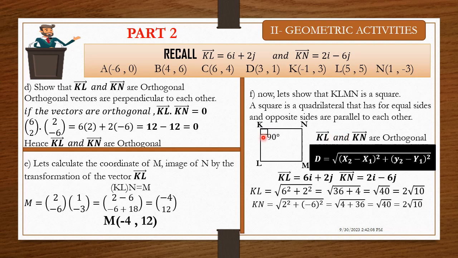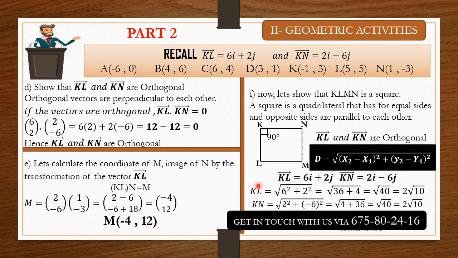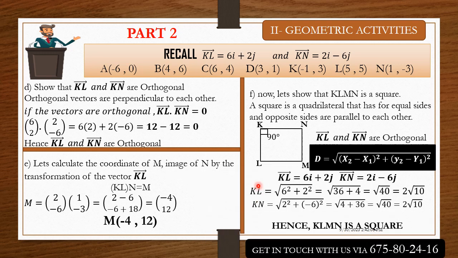So since KL is equal to KN, and KL and KN are orthogonal, then I am free to conclude that these 4 points here form a square. Therefore, KLMN is a square.